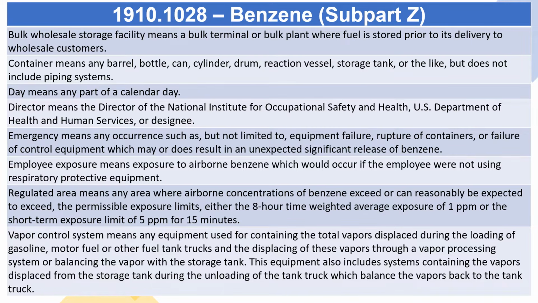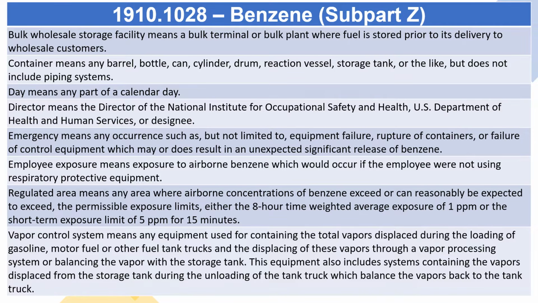Emergency means any occurrence such as, but not limited to, equipment failure, rupture of containers, or failure of control equipment which may or does result in an unexpected significant release of benzene. Employee exposure means exposure to airborne benzene, which would occur if the employee were not using respiratory protective equipment.